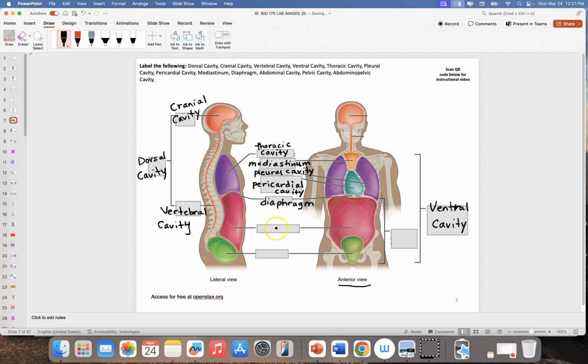Here we can see the abdominal cavity. And then down below we have the pelvic cavity. And the two together are known as abdominopelvic.